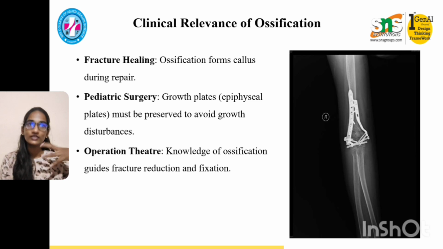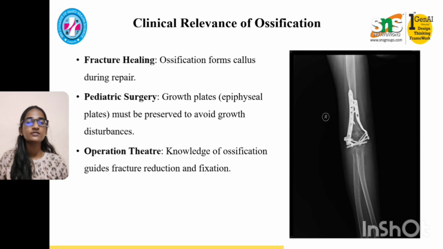Next, we are going to see about the clinical relevance of ossification. So it involves fracture healing, pediatric surgery, and operation theatre. So fractures are big deal here. So in surgical neck, common in elderly, risk circumflex artery damage. The shaft also risk radial nerve, causing wrist drop. And in distal, it is common in kids, risk growth plates and nerves.